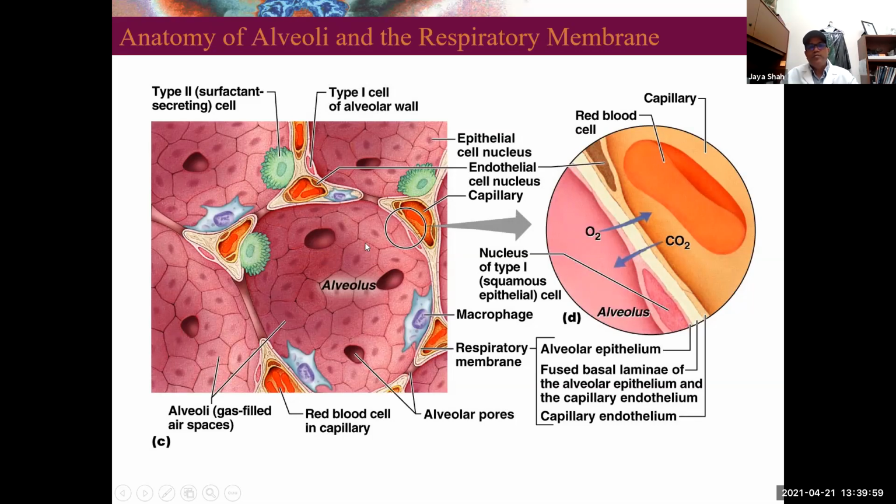So oxygen from the alveoli enters the plasma membrane of epithelial cells first, then the basal lamina, then the cell membrane of the capillary, and then into the capillary, mixing with the plasma as well as binding with the red blood cells. And then carbon dioxide comes this way into the alveoli. So you need to know the structures in the respiratory membrane. This is important. See the pores: each alveolus communicates with another alveolus through those pores.